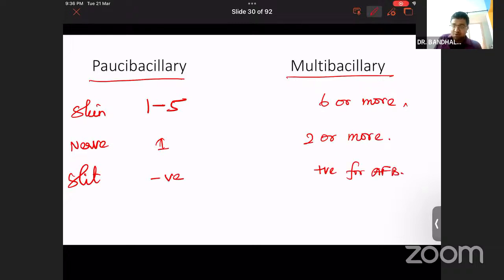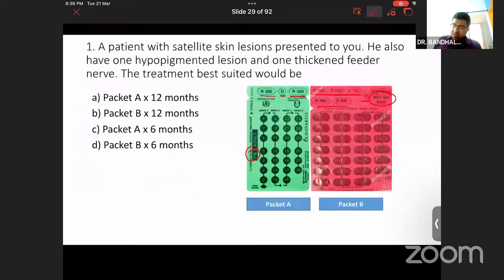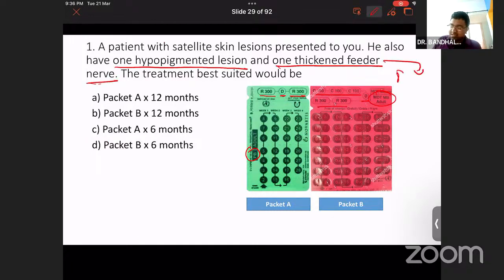Now you can make out in this question. In the clues, they mentioned 1 hypopigmented lesion. So skin lesion is just 1. And only 1 thickened feeder nerve. So the patient is a paucibacillary case, right?